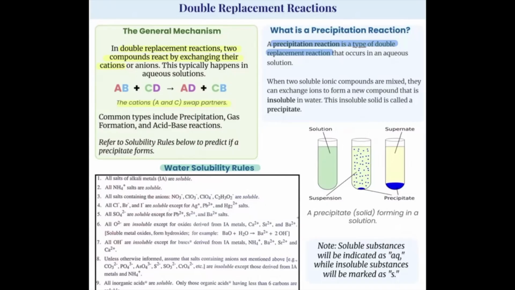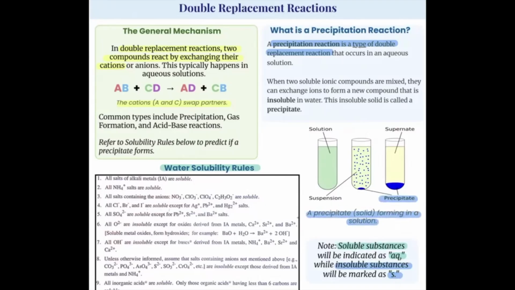You see, if something is soluble, like I said earlier, it dissolves in water. And we label it aqueous or AQ. If something's insoluble, it does not dissolve in water. And so instead of writing aqueous, we now label it as a solid or S. And you see, a precipitate is simply a solid that forms in a reaction.